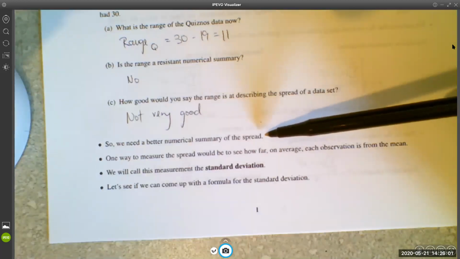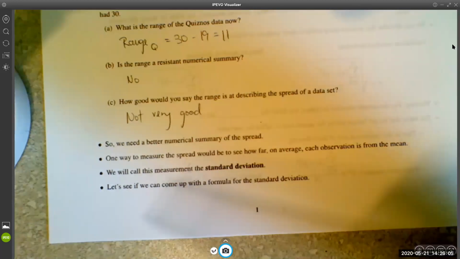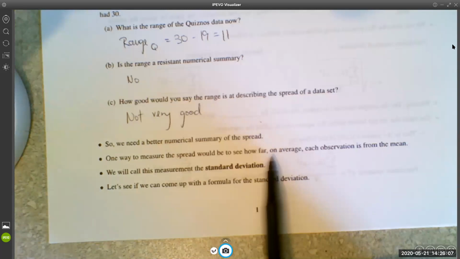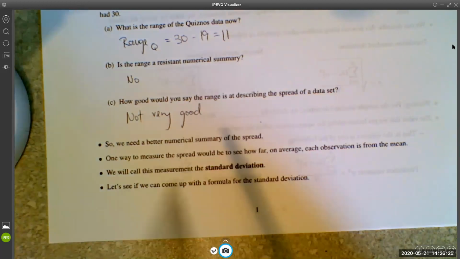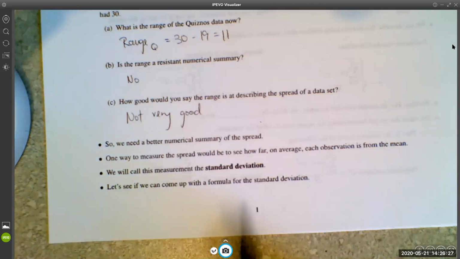One good idea would be to try to find how far on average each observation is from its mean. That's essentially what we're going to do with the standard deviation. So loosely speaking, the standard deviation is a measurement of how far on average each observation is from the mean. Let's see if we can come up with a formula for that idea.